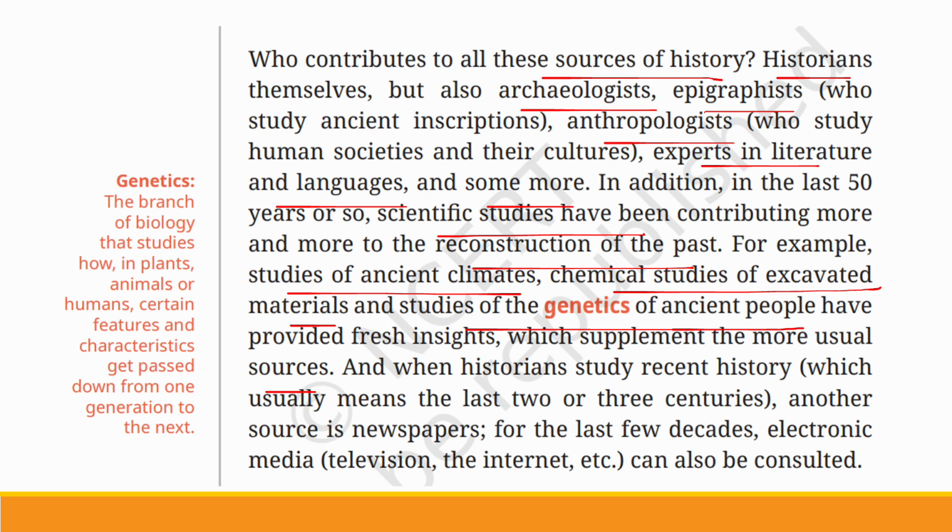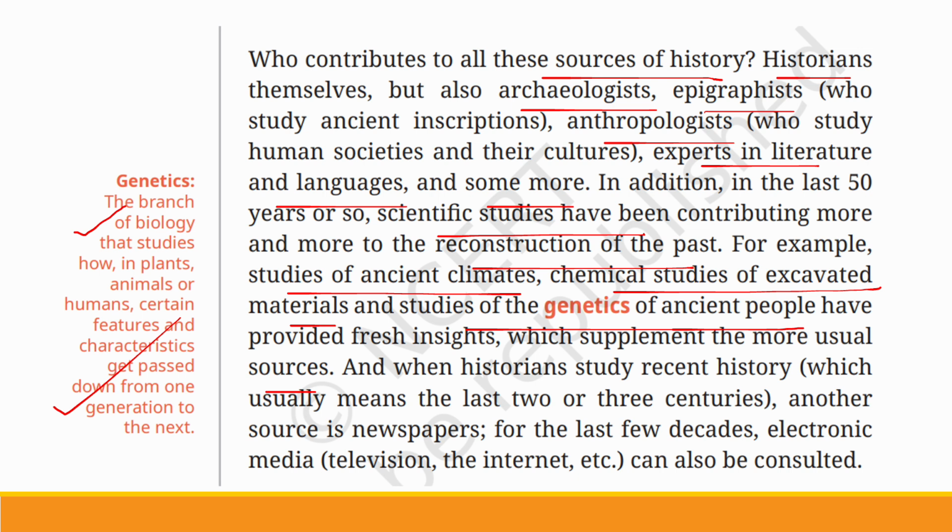What do you mean by genetics? The branch of biology that studies how in plants, animals or humans, certain features and characteristics get passed down from one generation to the next. This is called genetics. So, genetics is the study of heredity or the passing of traits from one generation to the next. It is a branch of biology that deals with the structure, function and transmission of genes, which are the units of hereditary information.